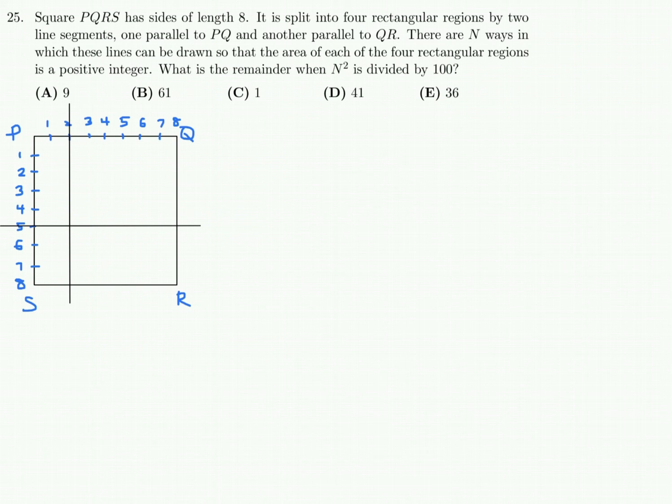So the first one, the area would be 2 times 5, which is 10. The next one, the area would be 6 times 5, which is 30. 2 times 3, which is 6. And 6 times 3, which is 18, right? So clearly, those are all positive integers, so that's great. And now we have to figure out how many ways are there to do this.